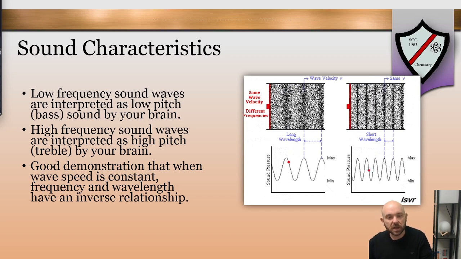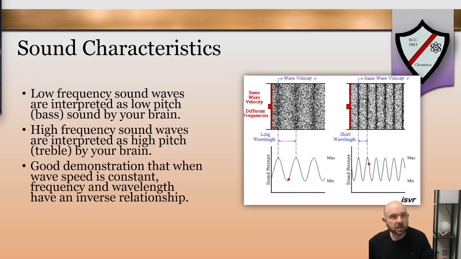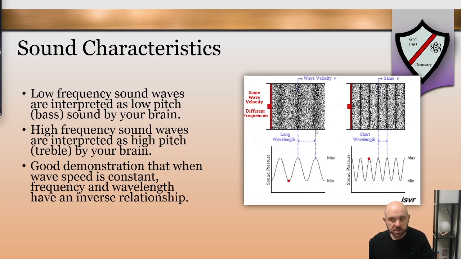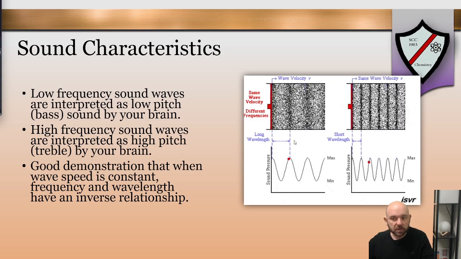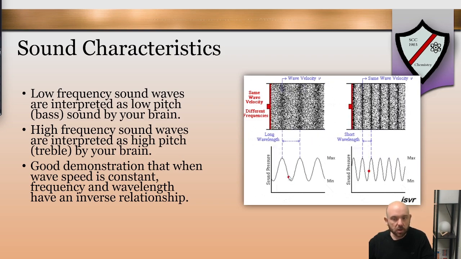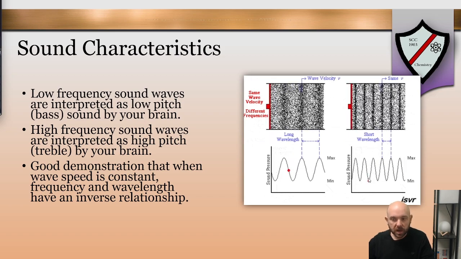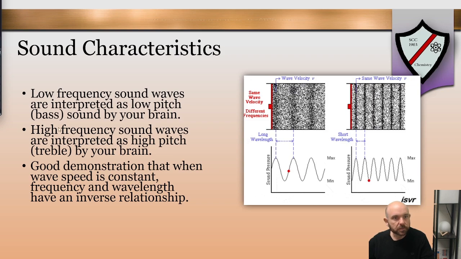And when that is the case, we see that wavelength and frequency share what we call an inverse relationship, meaning when wavelength is large, we have a slow or low frequency. When wavelength is short, we have a higher, faster frequency.